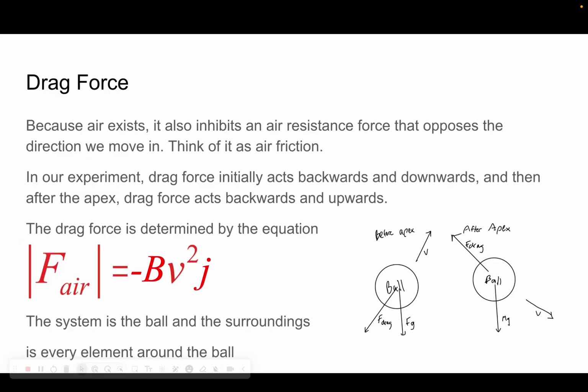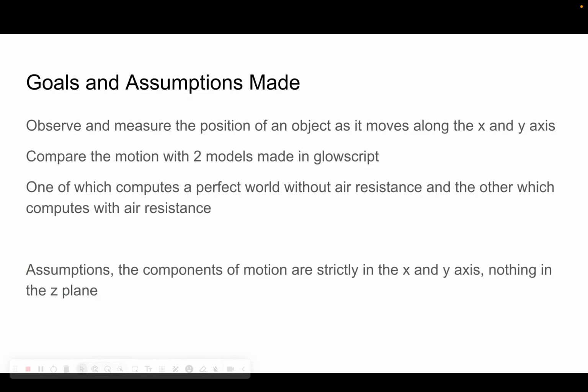We also have the drag force. Because air exists, it inhibits motion with an air resistance force that opposes the direction we move in. Think of it as air friction. In our experiment, drag force initially acts backwards and downwards, and then after the apex, drag force acts upwards and backwards, as you can see right here. Drag force is determined by the equation negative b v squared j hat. The system is the ball, and the surroundings is every element around the ball, from the air to the floor that it hits to the sound, everything.